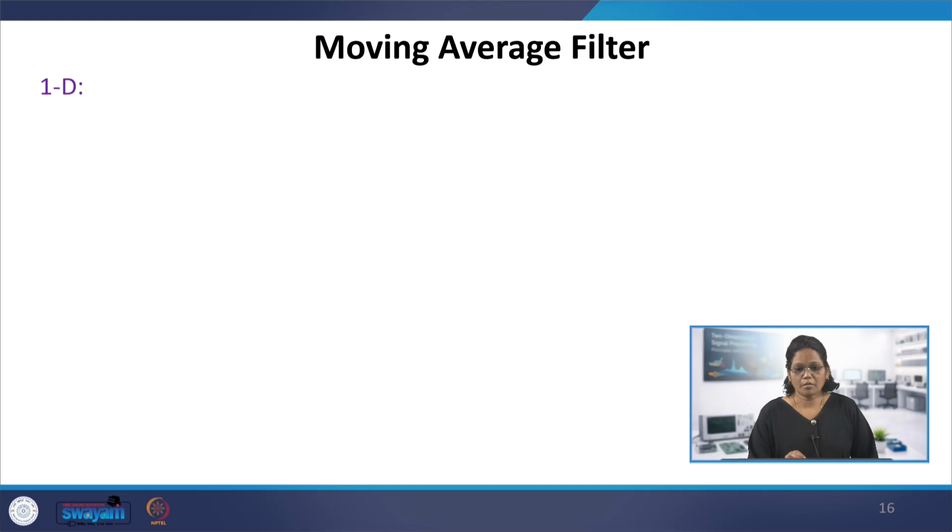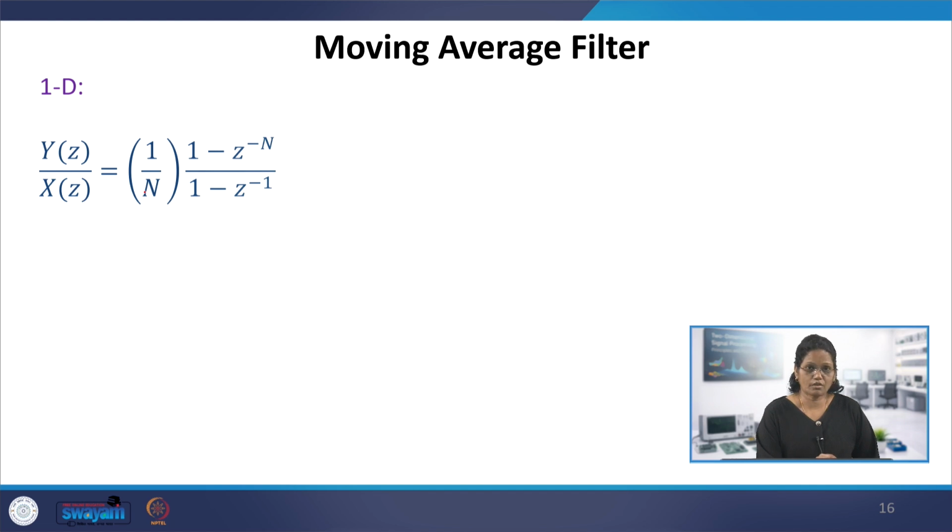So we take an example of the moving average filter. The moving average filter in 1D, the equation of this is Y(z) by X(z) is (1 minus z to the power minus N) by (1 minus z to the power minus 1). So the factor 1 by N is used.